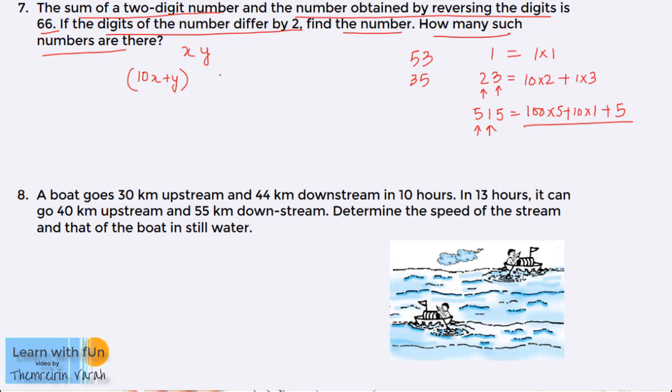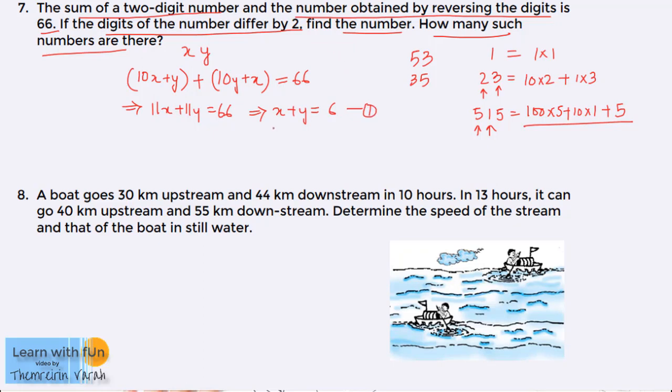So the reverse number will be 10y plus x. And the sum of the two numbers is 66. So to simplify, 11x plus 11y is equal to 66. Dividing both sides by 11, we get x plus y equals 6. This is our first equation.